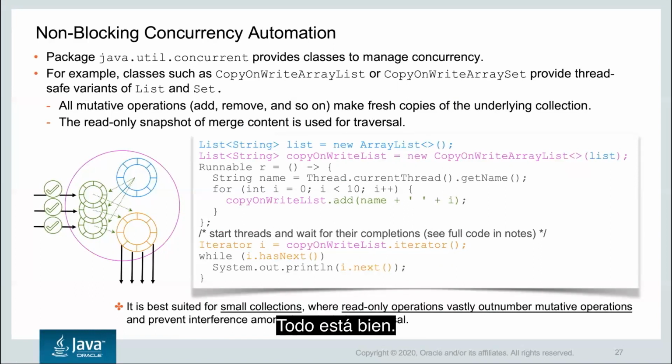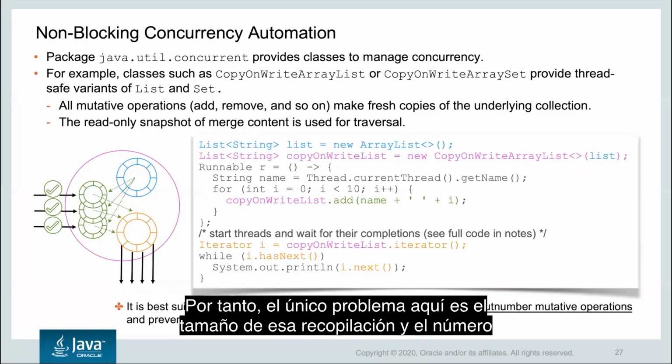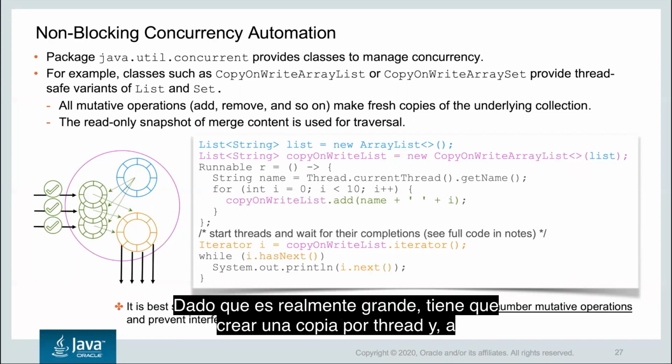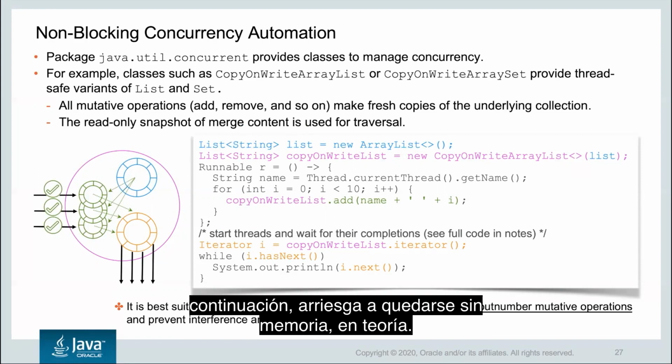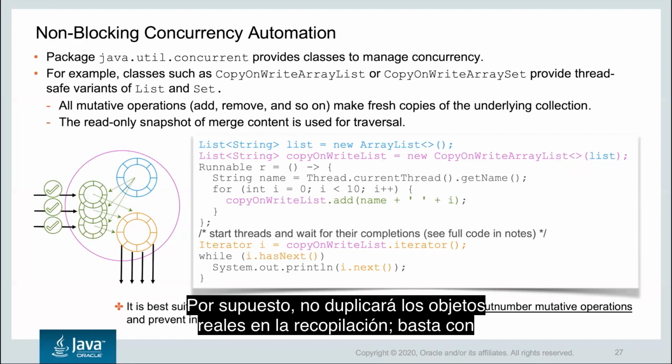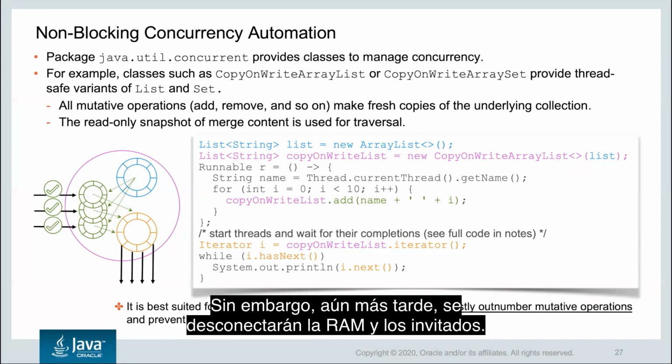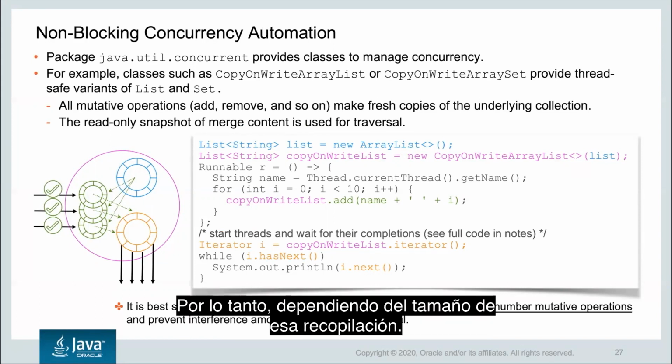Everything is fine. So the only issue here is the size of that collection and the number of concurrent threads. Because if it's really big, then you have to create a copy per thread, and then you risk running out of memory, theoretically. Of course, you're not duplicating the actual objects that are inside the collection. You're just duplicating the collection itself, which is only references. But still, sooner or later you run out of RAM, I guess. Yeah. So it depends on the size of that collection.